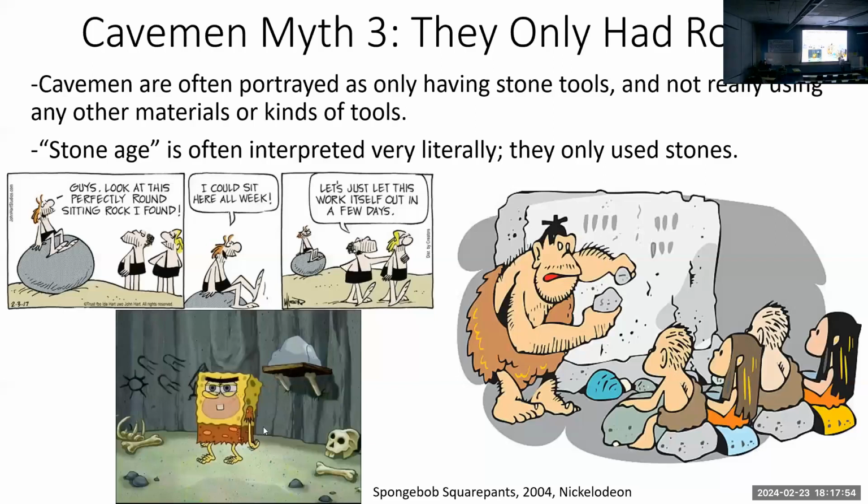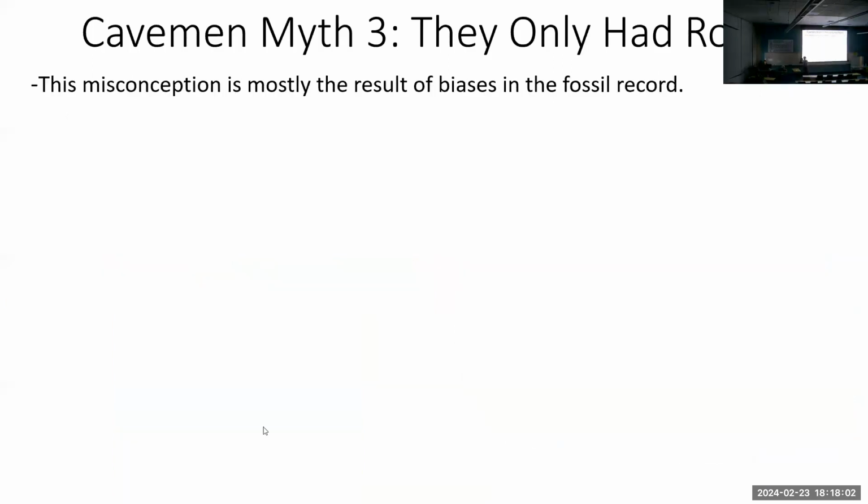Okay, so not only is he living inside of a cave, but basically the only thing he has in his house is a rock up on the shelf. So everything just revolves around rocks. And again, I think this misconception mostly comes from biases in the archaeological and fossil record.